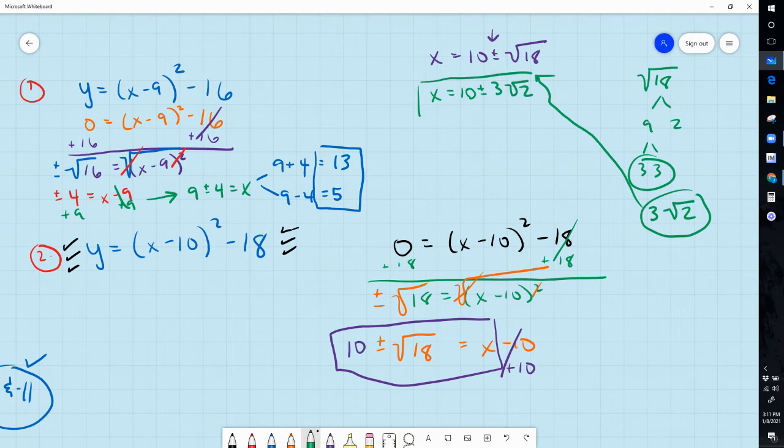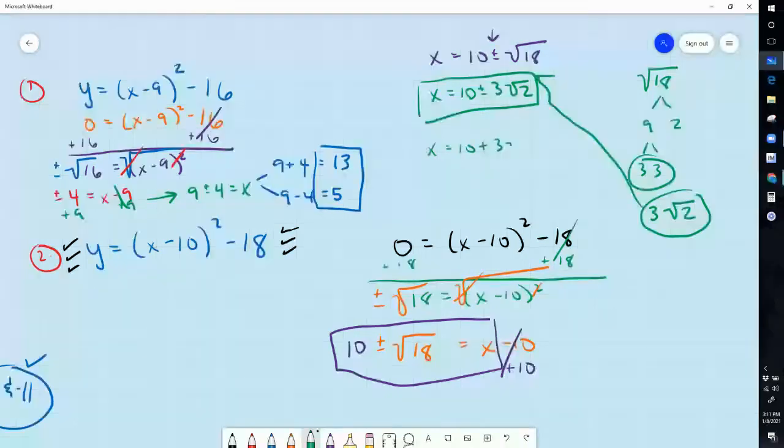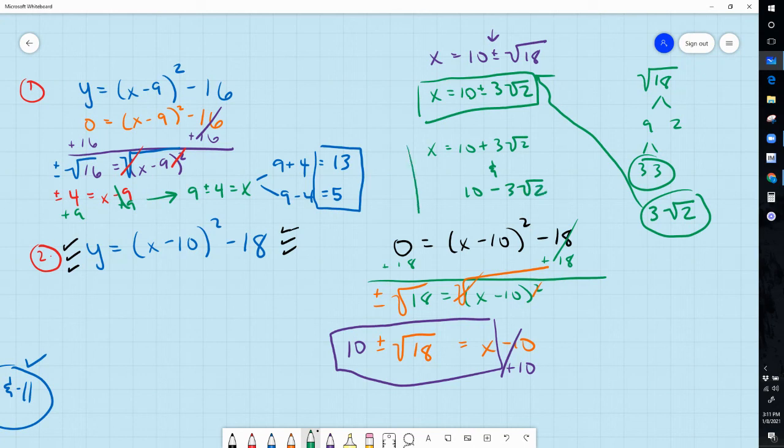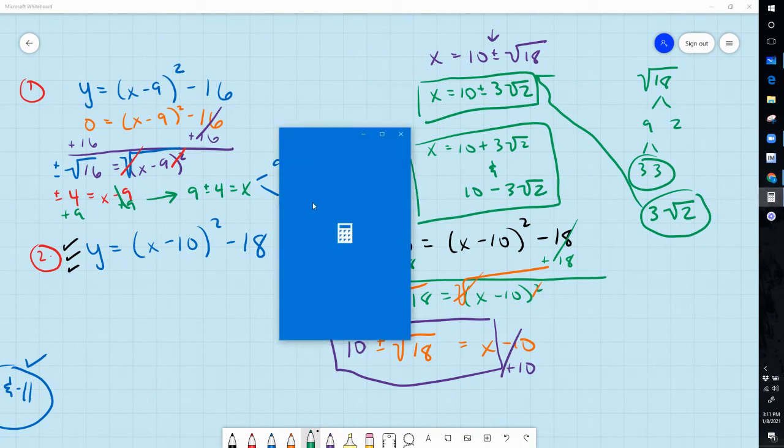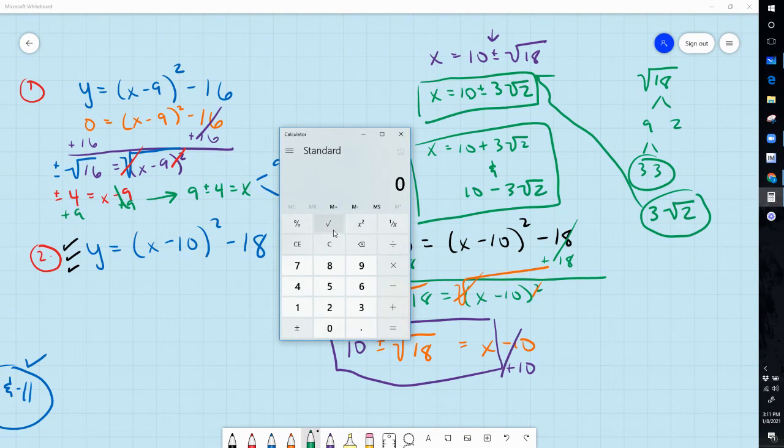You can leave your answer like this, or you can say x equals 10 plus 3 square roots of 2 and 10 minus 3 square roots of 2. And now you have your answer. So this one wasn't as pretty. If you gave me a decimal, I don't know what it is. I don't think my calculator works on here. Let's try and pop it open. Oh, I guess it does.